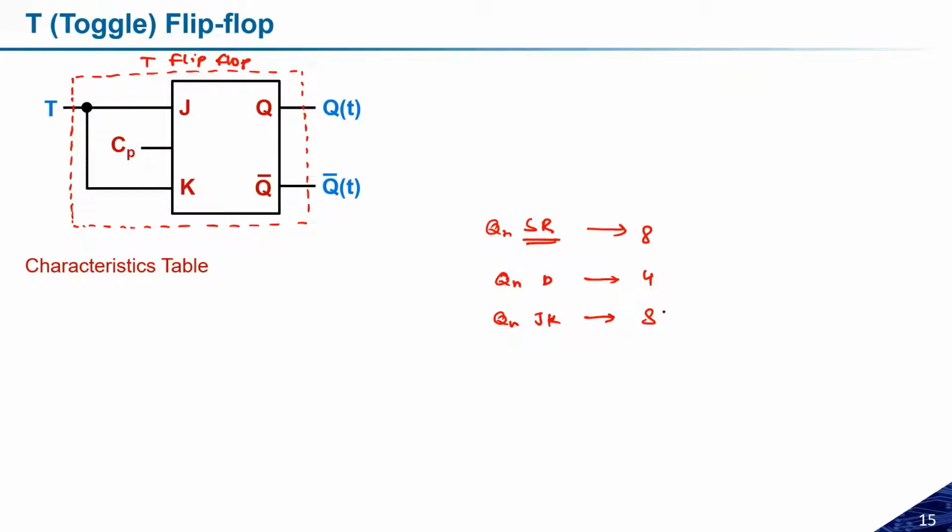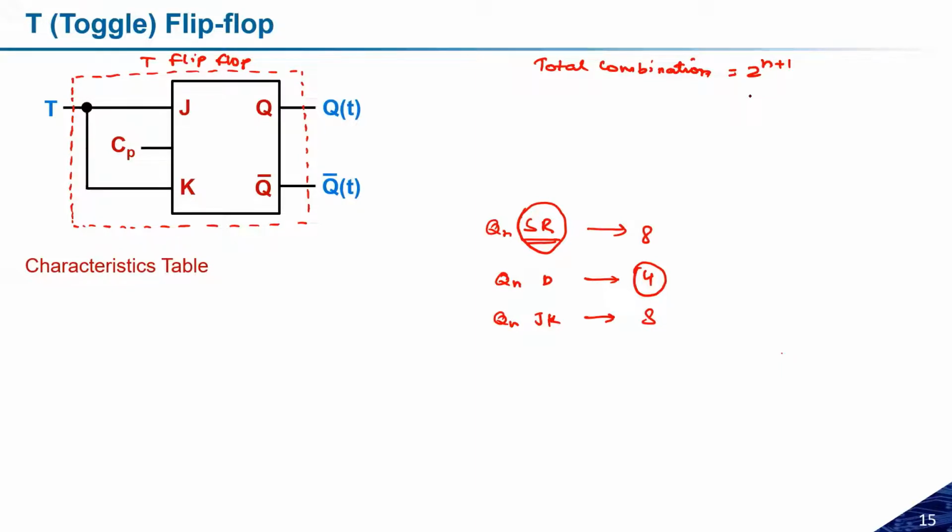Similarly, if we recall all these things, the total possible combinations that we can make in the characteristics table is equal to 2 to the power n plus 1. This is really very important. Here n is the number of inputs in that flip-flop. If the number of inputs is 1, then 2 to the power 2 is equal to 4, so the total possible combinations will be 4. If the number of inputs is 2, then the total combinations will be 8.